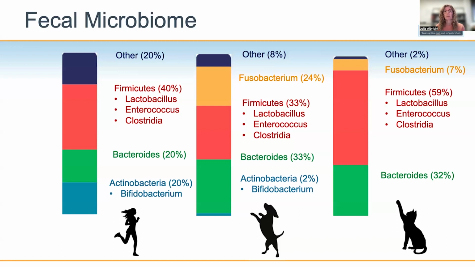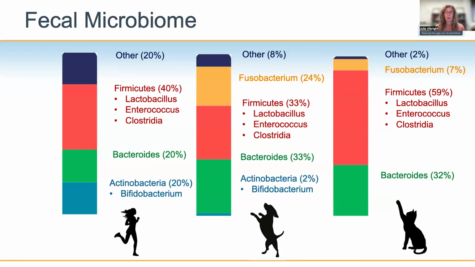For example, some species of bacteria in the same family can have very different functions. So Clostridium difficile, which is a firmicute, is associated with GI disease in humans. But Clostridium hiranonis, the actions of that bacteria are critical for gut health in all of the species shown here. So people, cats, and dogs. And it's very important to look at the species itself.